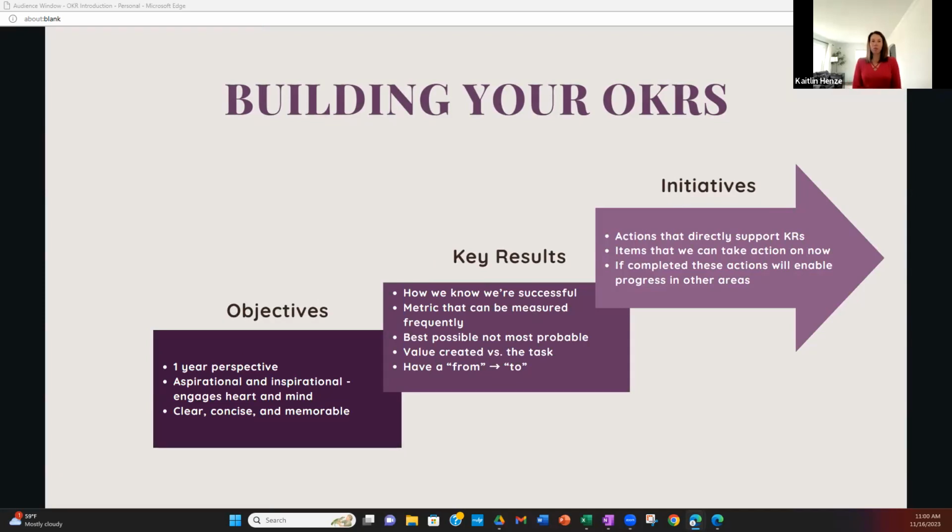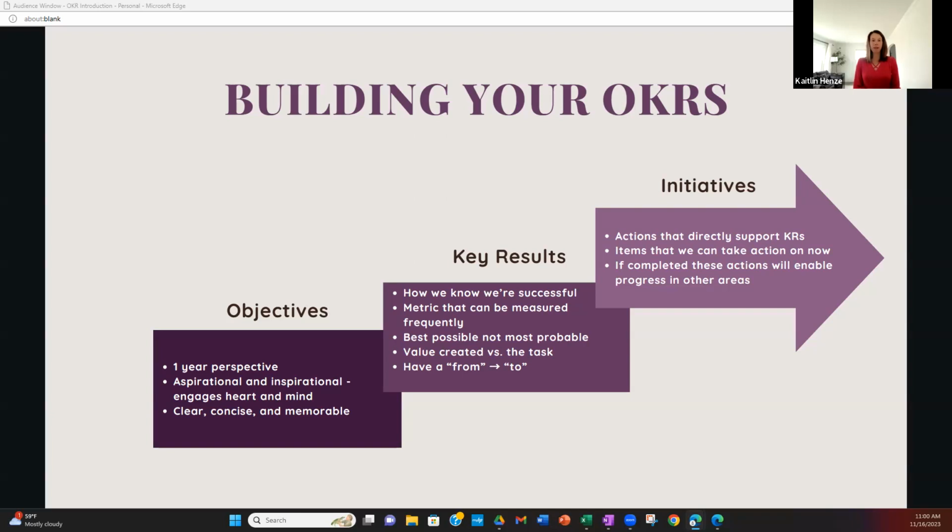So to get us started, we will talk about the building blocks. The objective statement is typically a 1-year perspective. Your objectives may remain for over a year, but I like to say, let's just think about 1 year in advance because of how quickly things change with customers, in the market, the economy. There are so many shifts that can happen even just in 1 year. So think about that from a 1-year perspective.